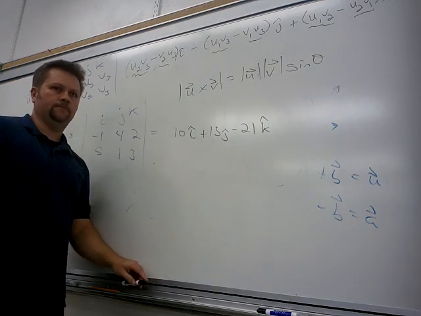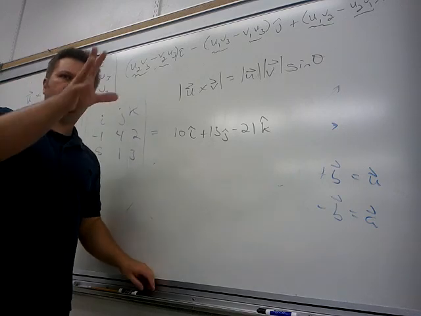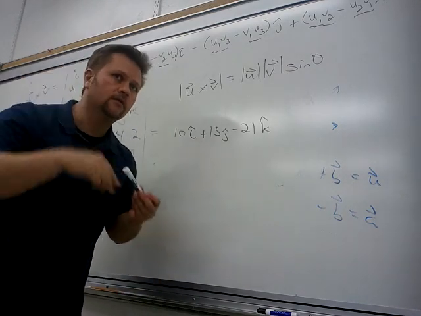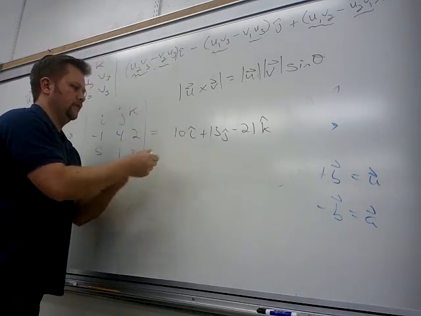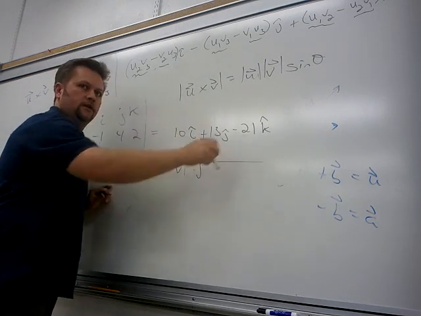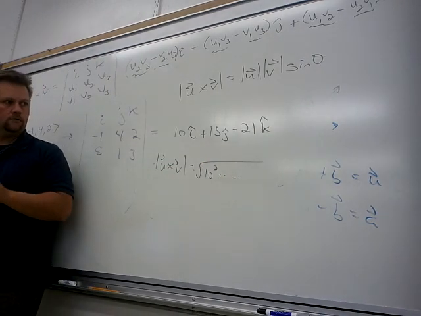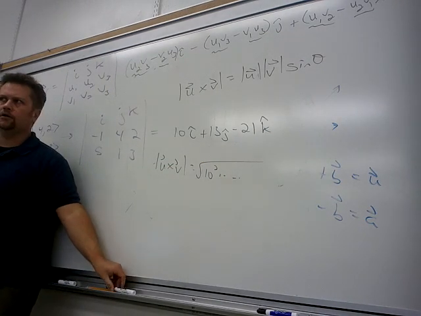The length of that cross product is 10 plus 13 minus 21? No, sorry. What'd you say? The length of this would be what? How do you figure out the length? Square root. Yeah, square root of the squares. Cool. All right, good.